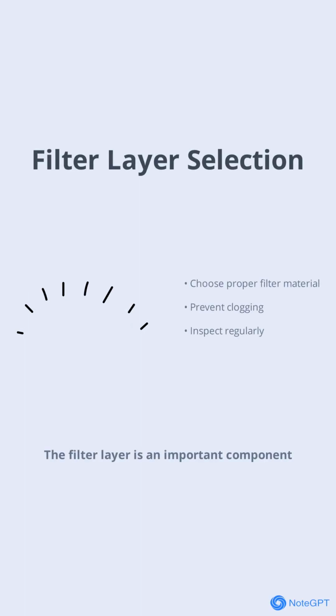Filter layer is an important component of the drainage system in rock fill construction. It prevents fine particles from clogging the drainage pipes and ensures that water can flow freely out of the structure. Selecting the right materials for the filter layer and installing it correctly are essential steps in maintaining effective drainage. Regular inspections should be carried out to check for any signs of clogging or damage.